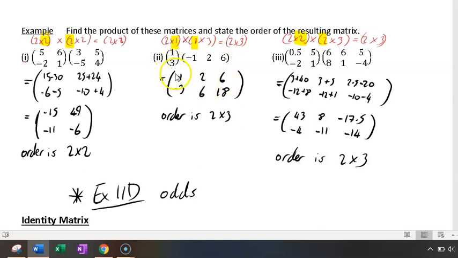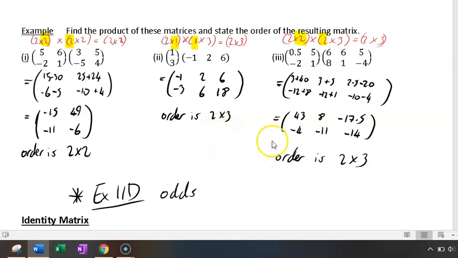And then we're onto our second row. That's my second row, first column. So second row, first column, 3 times minus 1. Second row, second column is 3 times 2, which is 6. And this is my second row, third column, 3 times the 6, which is 18. And the order again is a 2 by 3.